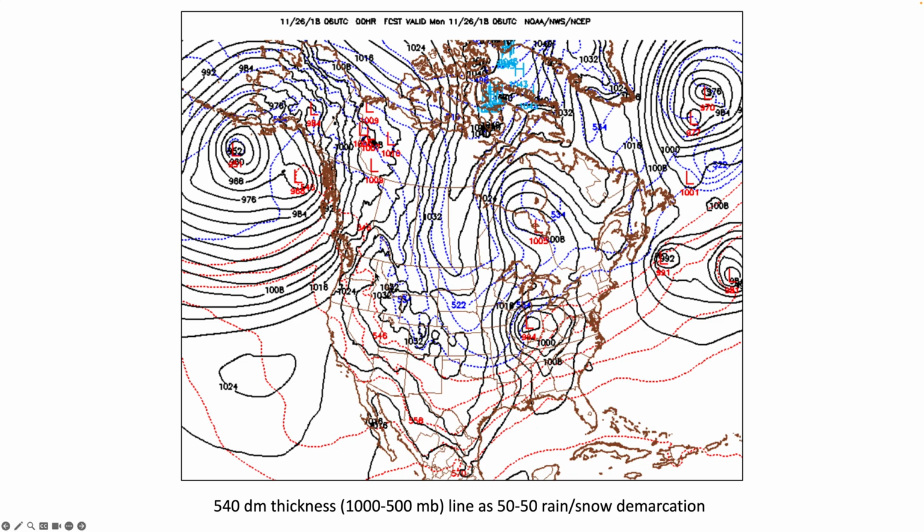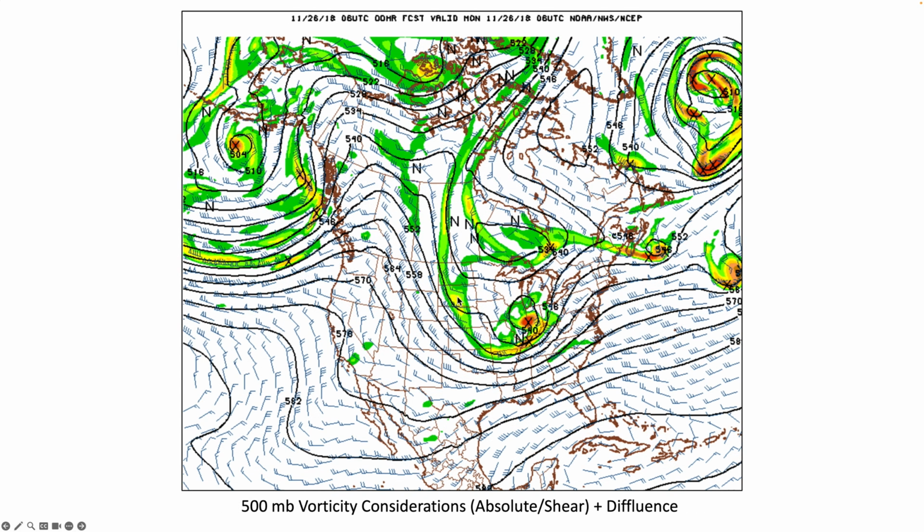But on this map, this first blue line is the 540 decimeter line for thicknesses. Everything to the south of it is red, indicating that it's warmer and more likely to rain. Everything to the north of it is blue and colder, indicating that these thicknesses are more supportive of snow.